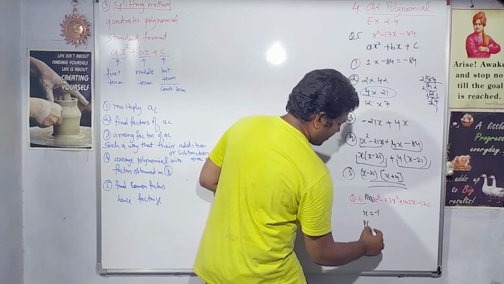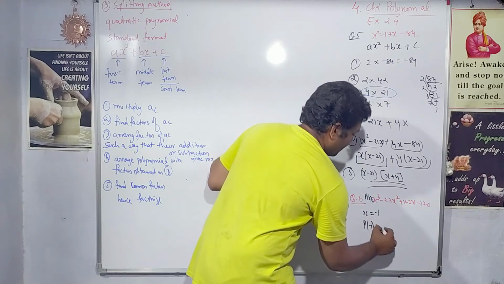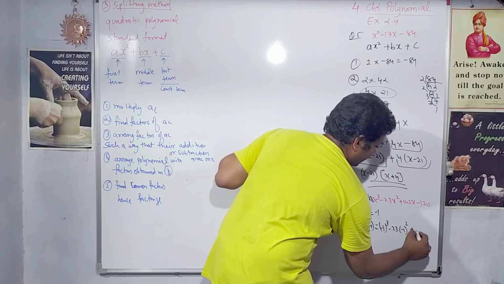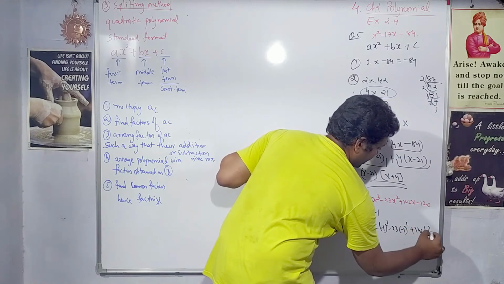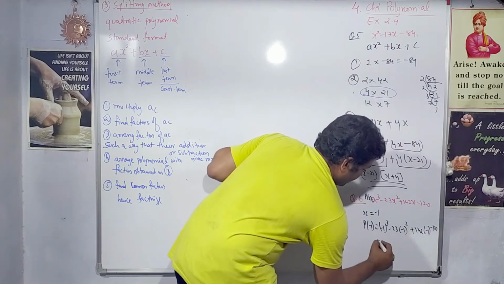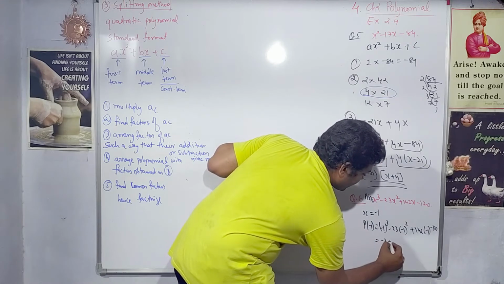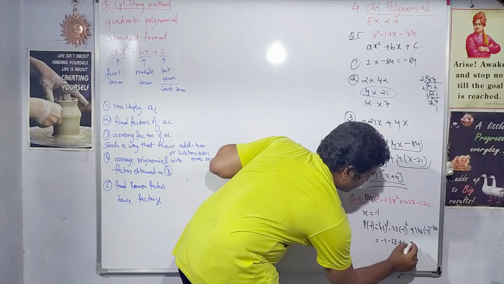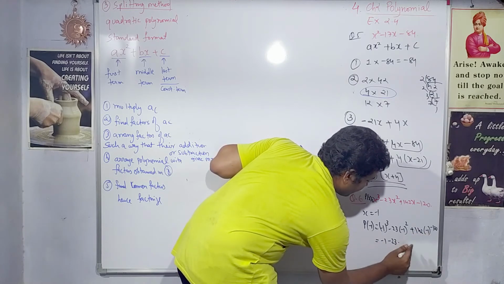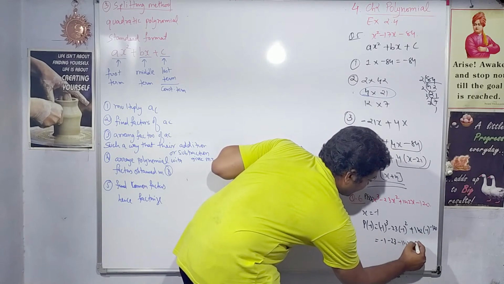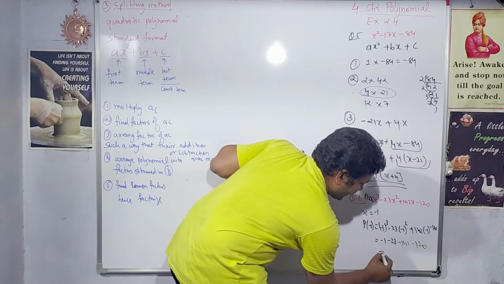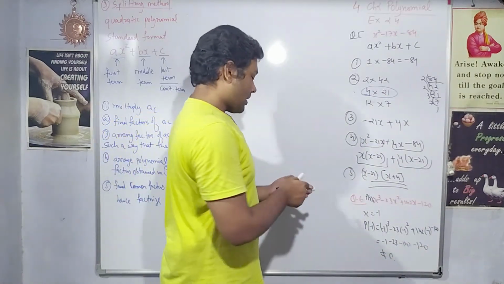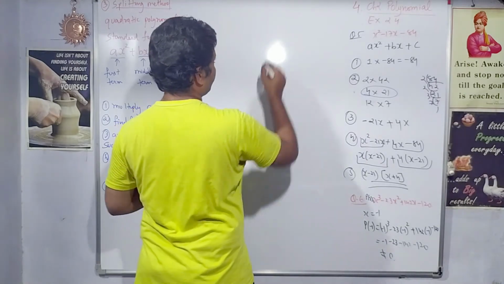So what will be p of minus 1? Minus 1 cube, minus 23 into minus 1 square plus 142 into minus 1 minus 120. Simplify. Minus 1, this will be minus 23, plus 142 into minus 1, so that will give me minus 142, and minus 120. All are negative numbers, so obviously this is not going to give me 0. Let us start with x equal to 1.